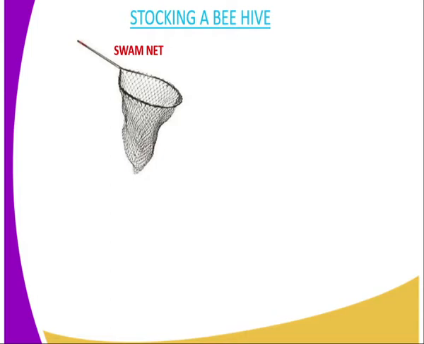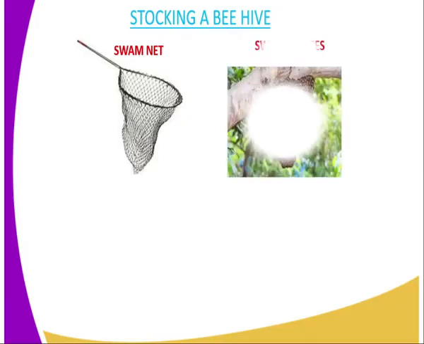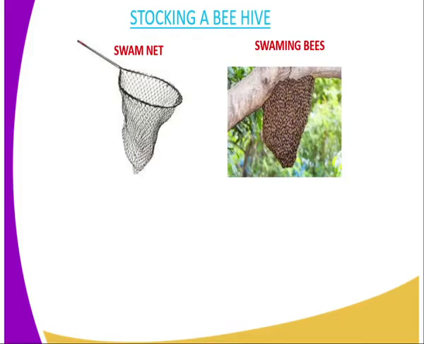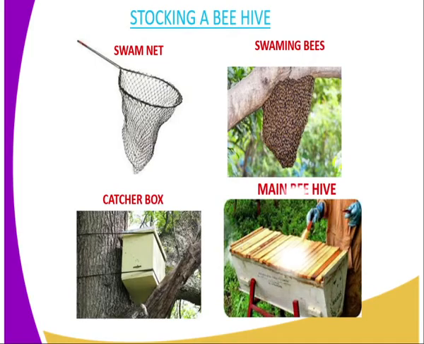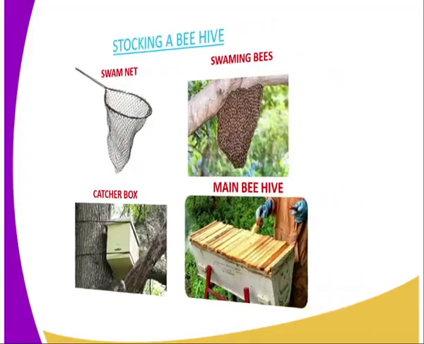And therefore you can use several methods when it comes to stocking of the beehive. You can use a swarm net. You can see there is a group of bees which are swarming from one place to another. Then you just collect them using a swarm net, or a catcher box, where inside the catcher box you can put some wax, and the bees will come and enter there. Then after entering, you take them into the main beehive. Then you put them inside, and you continue with the work of beekeeping.